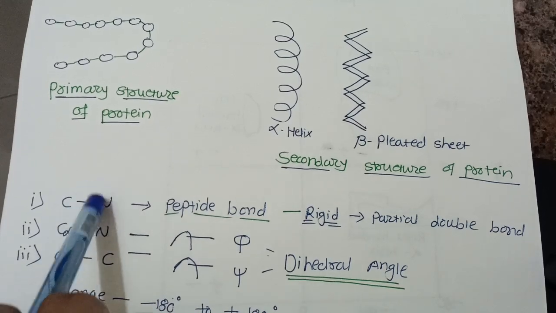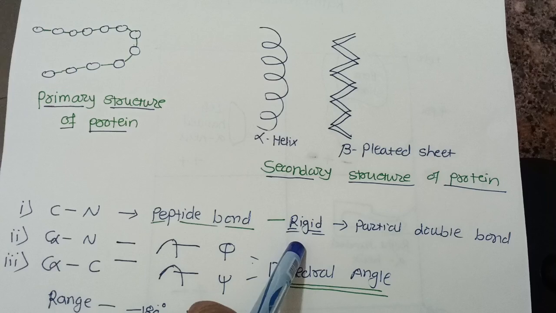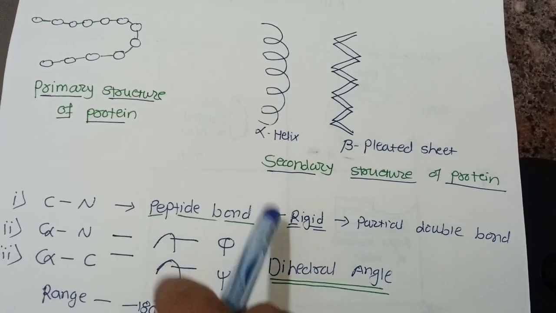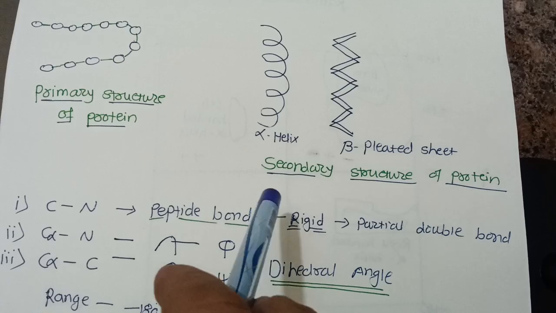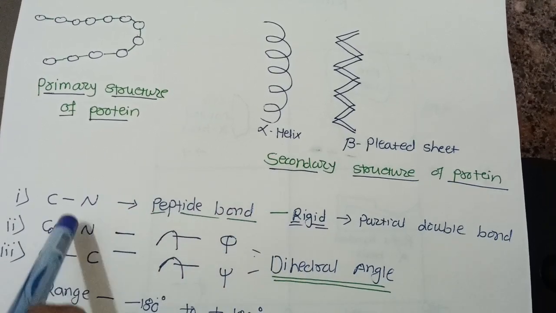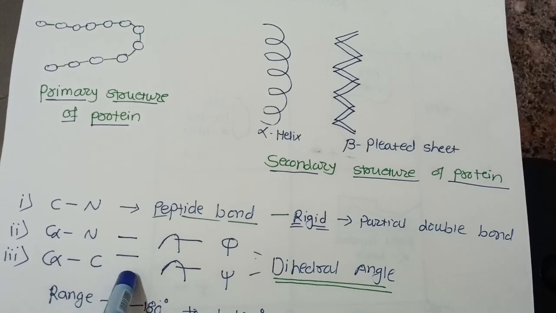But this bending cannot take place at the peptide bond because there is a partial double bond character present at the peptide bond. Therefore this peptide bond is rigid, and it is not involved in the bending. Bending takes place at the other two bonds, that is between the C alpha and N and the C alpha and C.